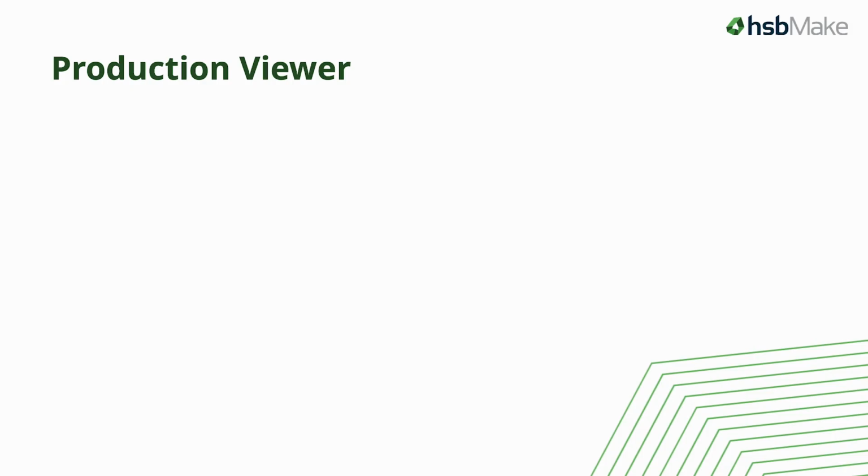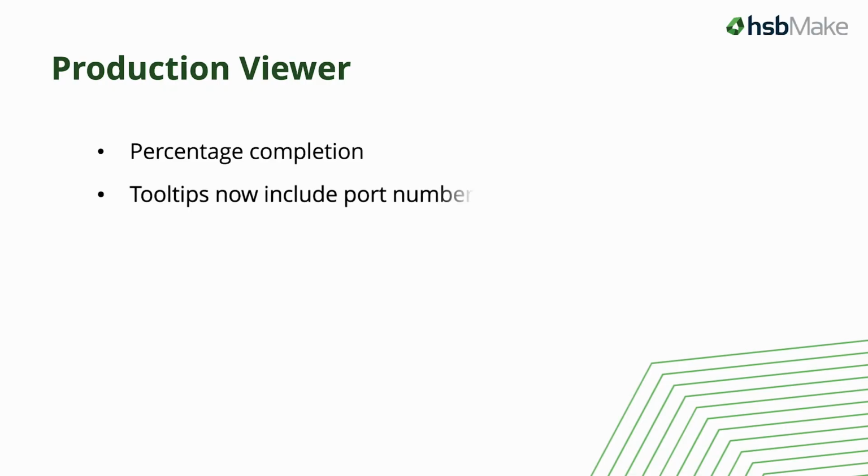In the production viewer, we've now added a percentage completion, where you can see how many parts of an order have actually gone through the whole production process. We've also added port numbers to the tooltips, so it's easy to see which ports, which particular stations, are communicating to the server on.